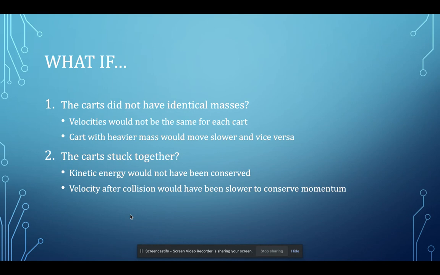However, what if the carts stuck together? This would be a perfectly inelastic collision, which means kinetic energy would not have been conserved. The velocity after the collision would have also been slower to conserve momentum and account for the larger mass of the system. Thank you for watching.